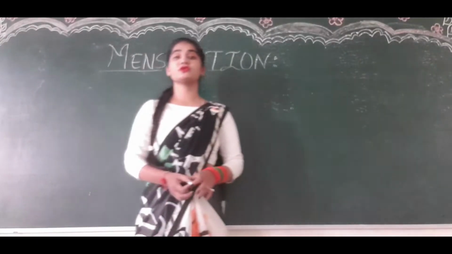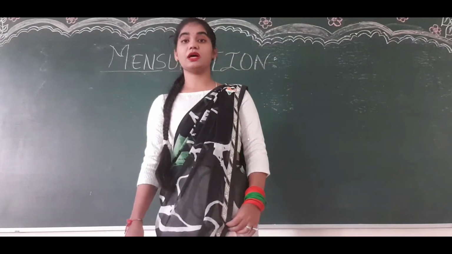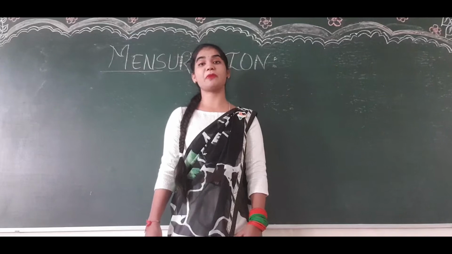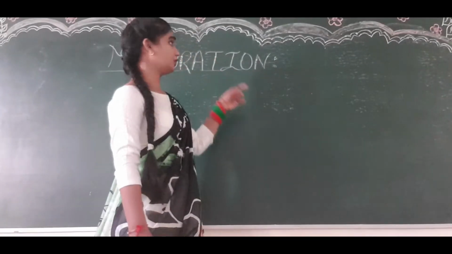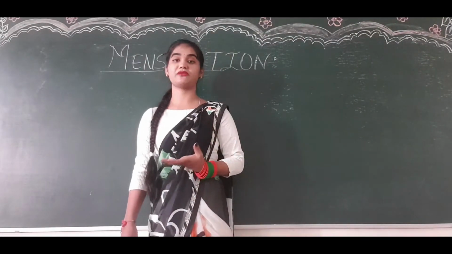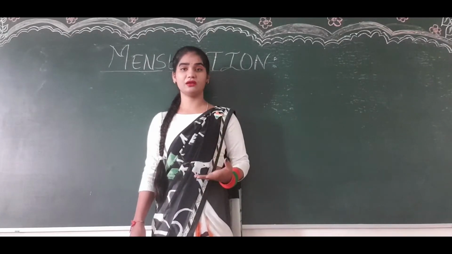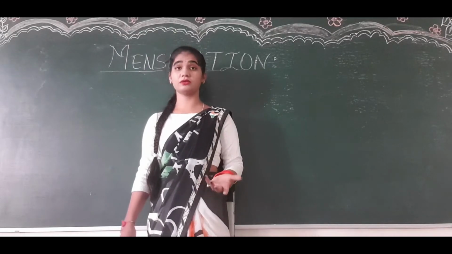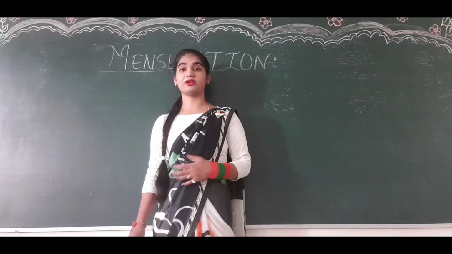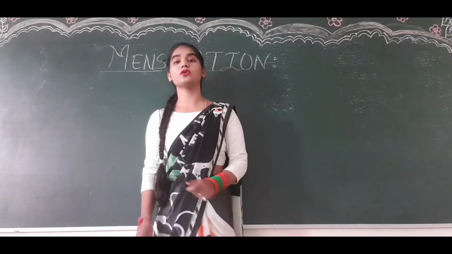Mensuration. Mensuration is the branch of mathematics that deals with the calculation of geometric figures. Now, what will it include? Calculation of geometric figures means whatever geometric figures we have, like circles, squares, triangles, rectangles, polygons, hexagons and so on. There are so many geometrical figures. Calculation of those figures. What do we calculate in those figures?